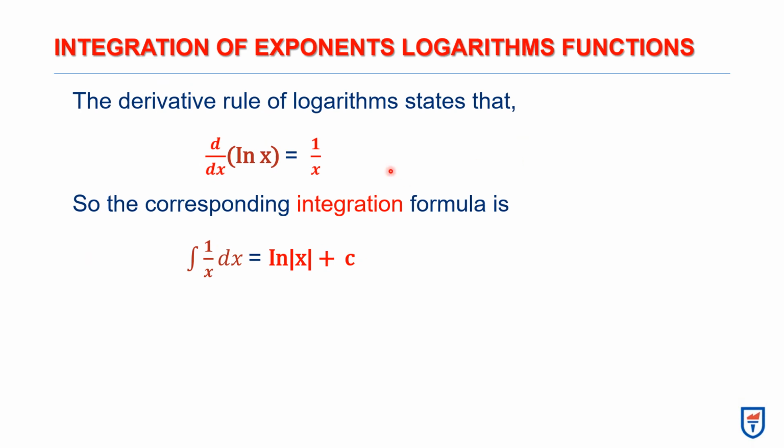Let's look at the integration of logarithmic functions. As we know from differentiation, the differentiation of ln x is equal to 1 over x. So the integration, which is the reverse of differentiation, when we integrate 1 over x in terms of dx, our result is going to be ln x plus c, which is our arbitrary constant.